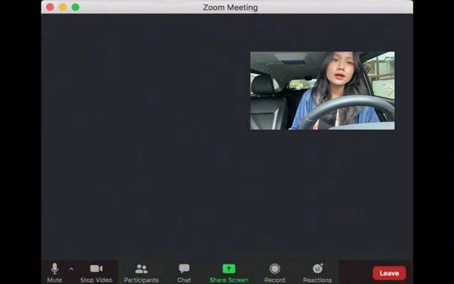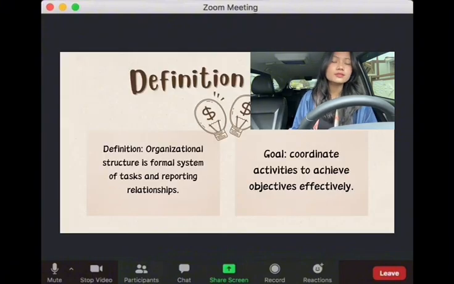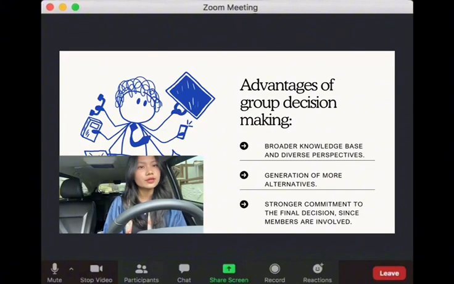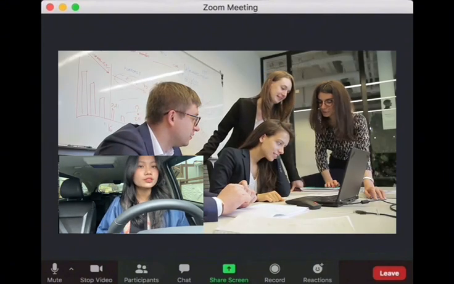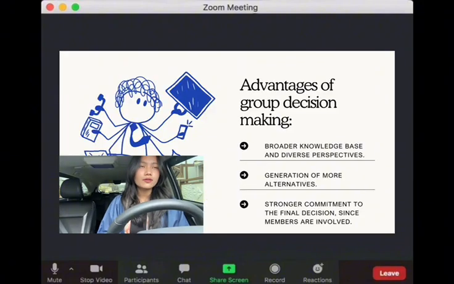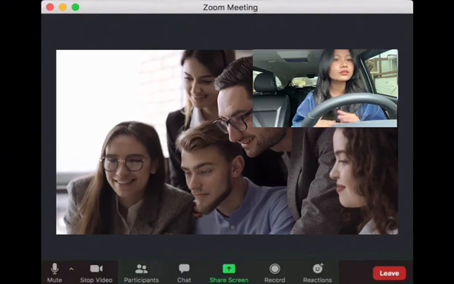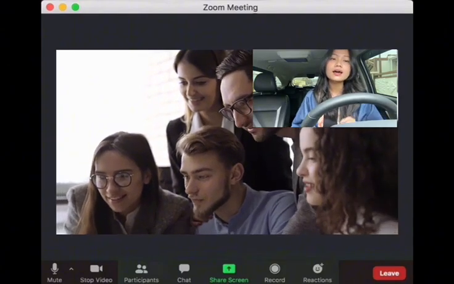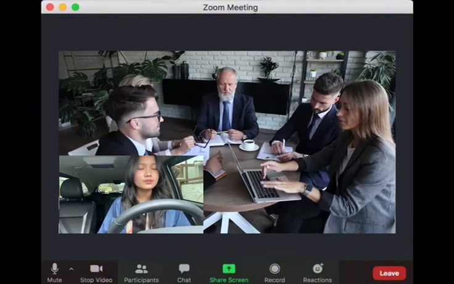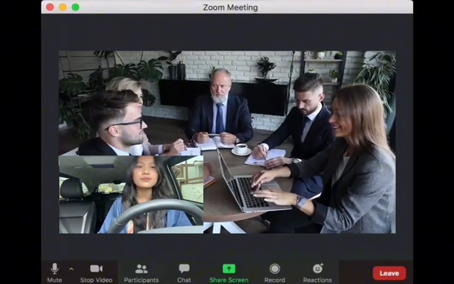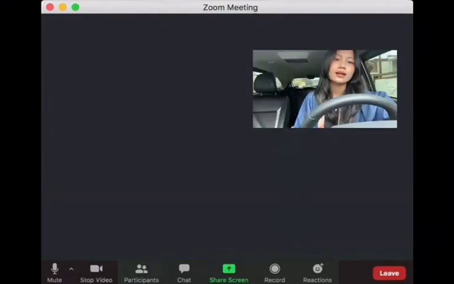Next, we're gonna talk about the advantages of group decision making. The first one is we have diverse ideas and perspectives. Group members bring different experiences and viewpoints, improving creativity and solution quality. The second one, we have more alternatives. Collectively, groups generate a broader range of potential solutions. And the third one is stronger commitment. Participation in the process fosters buy-in, which enhances implementation success.